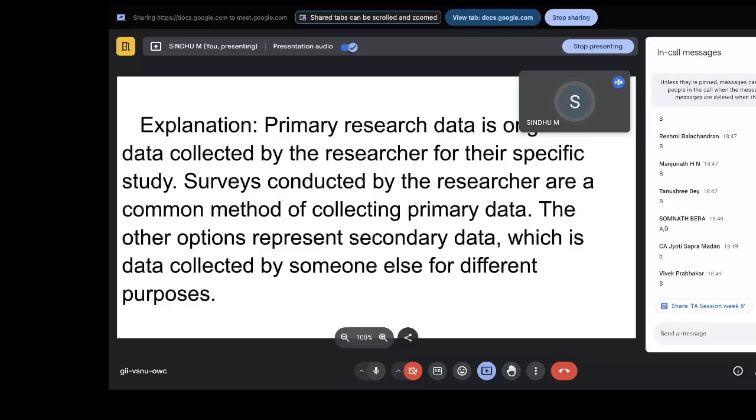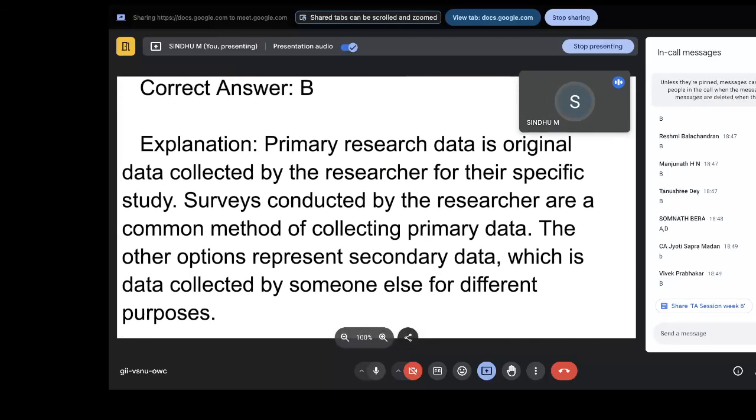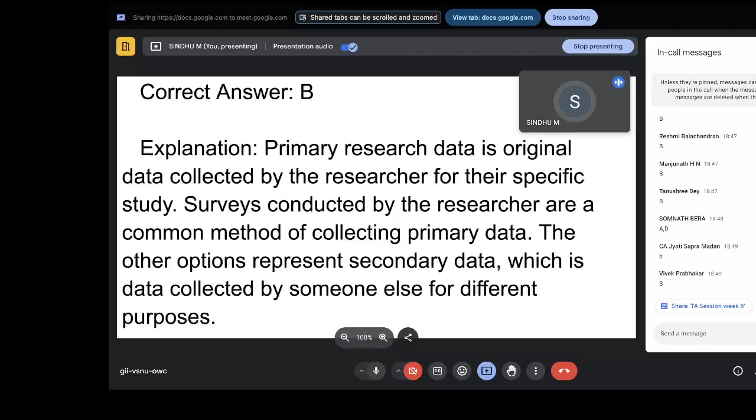Any doubts, anyone? Can you give some examples of further primary data? One example is given here itself, like conducting any survey or questionnaire. Other examples would be performing experiments and getting the data.